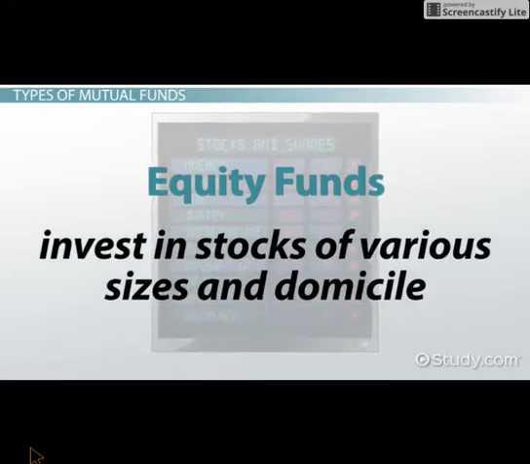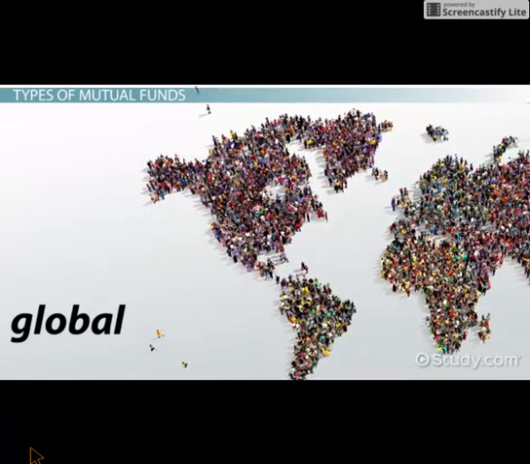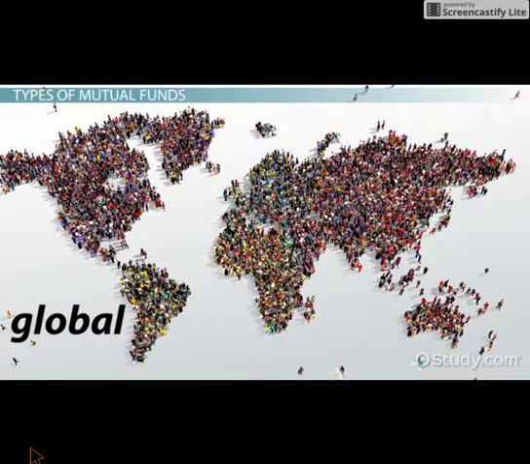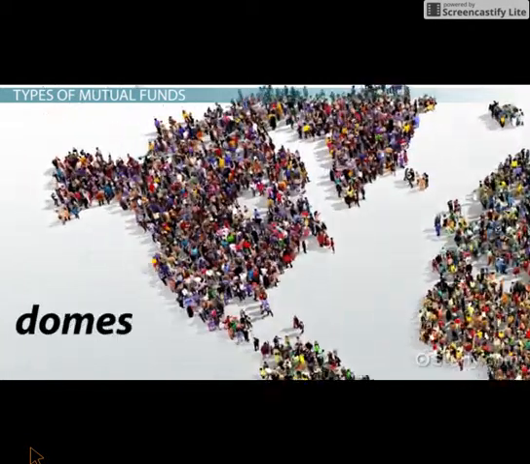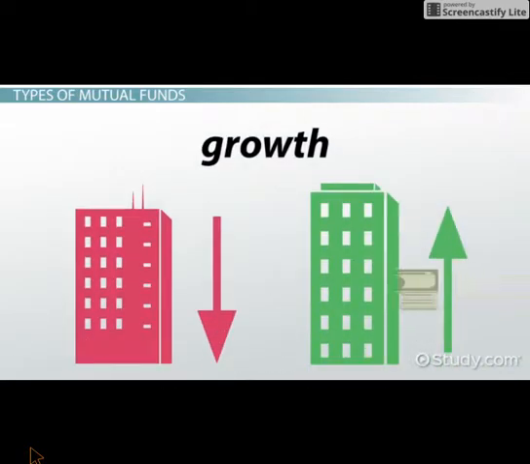Equity funds invest in stocks of various sizes and domicile. For example, there are mutual funds that are classified as global, which have the ability to invest in both the U.S. and anywhere in the world. Mutual funds that are classified as domestic are mostly invested in the U.S. Growth funds typically invest in companies that are expected to have higher growth rates than others.